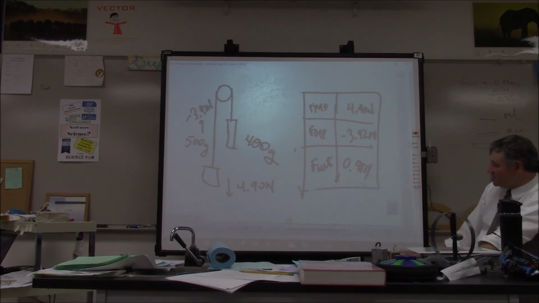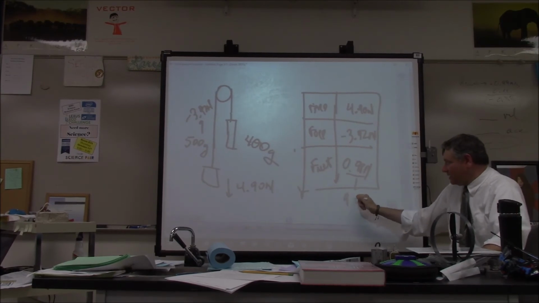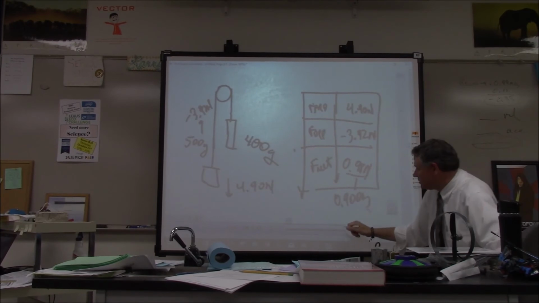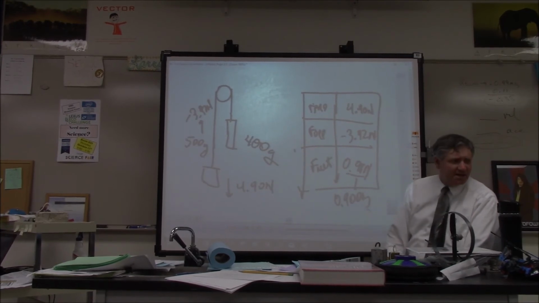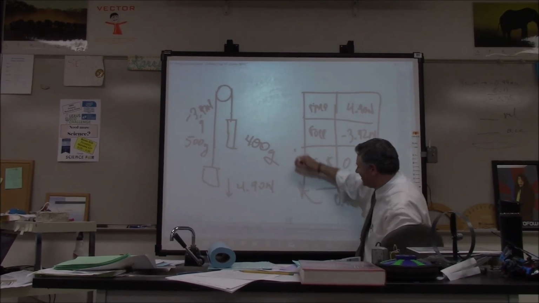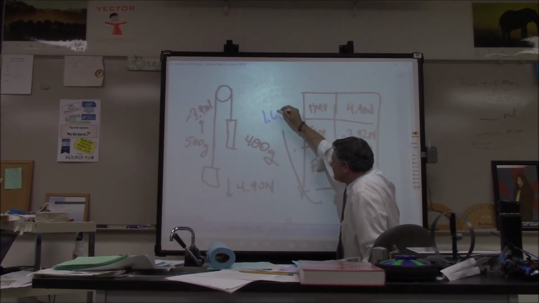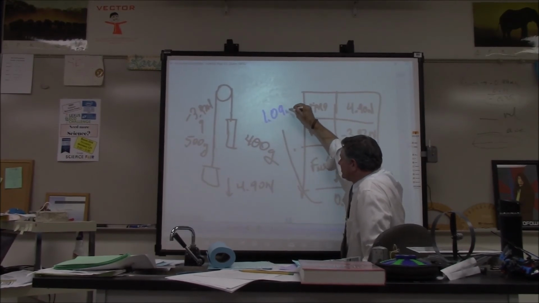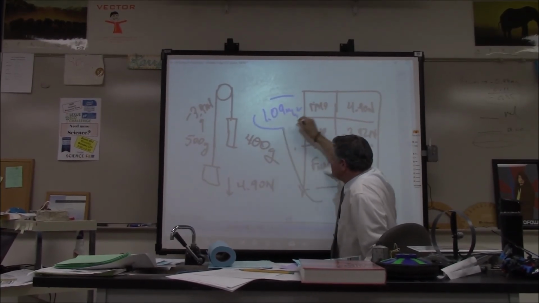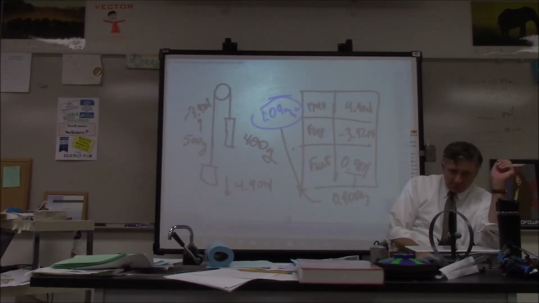So, great. Take 0.98 and divide that by 0.90 kilograms. What? 0.98 divided by 0.9. Okay, here we go. It's 1.09. Okay? 1.09 meters per second squared. Good with that? Beautiful.